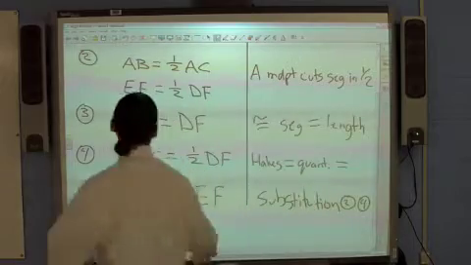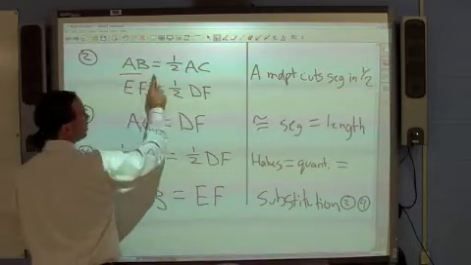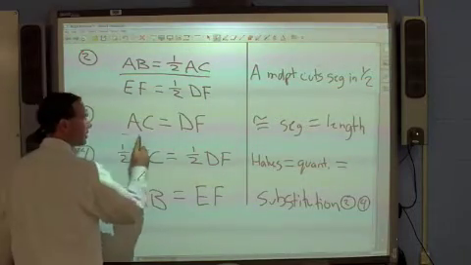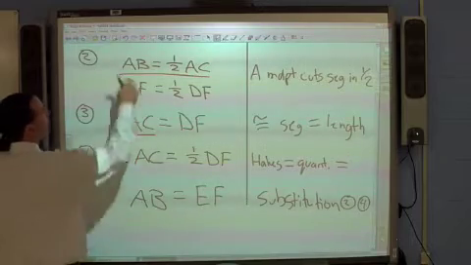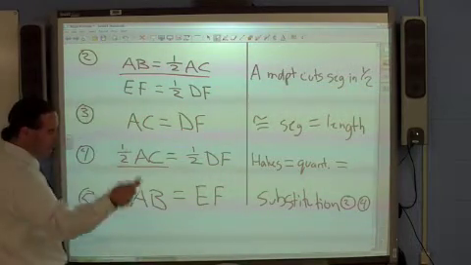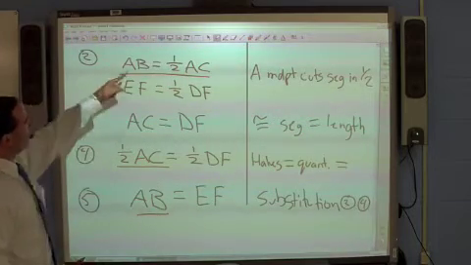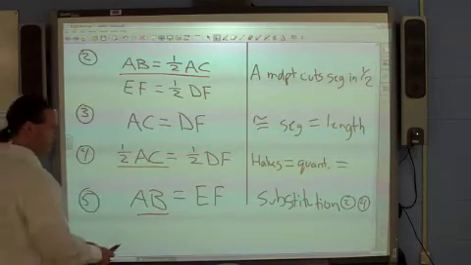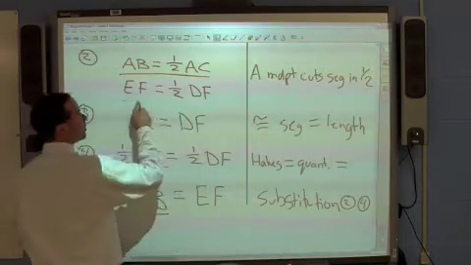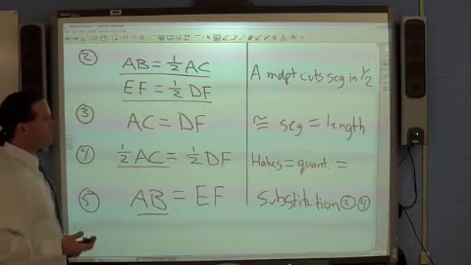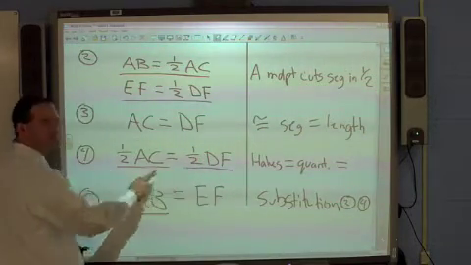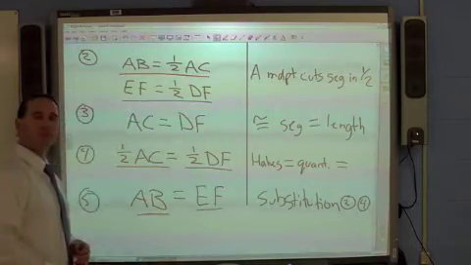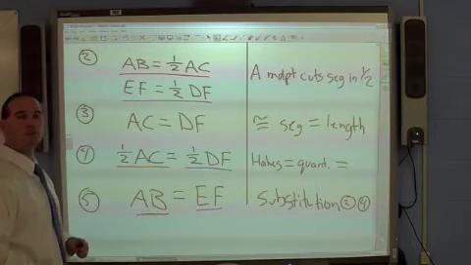Let me show you the substitution. You can follow the color. AB is the same as a half of AC, right? These are equal quantities. So all I'm going to do is take this half of AC, and I'm going to replace it with that AB. AB is the same as a half of AC, so I take this half AC, replace it with an AB. In the same fashion over here, EF is a half of DF. So I'm going to take this half of DF, and I'm simply going to replace it with an EF. That's where that comes from. So I'm just using these two lines to substitute.